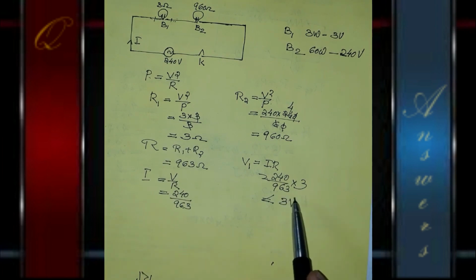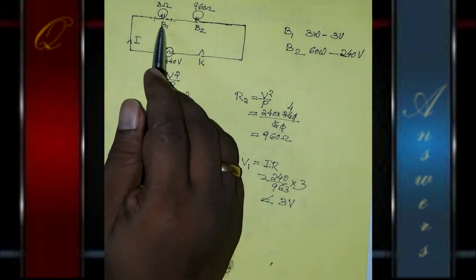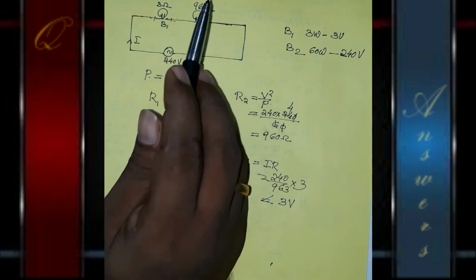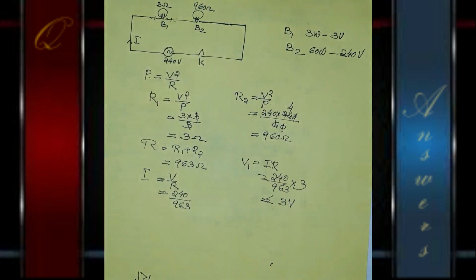What does it mean? When it is switched on, nothing will happen. This bulb will not be damaged. This bulb will be glowing. No problem. Then what about B2?